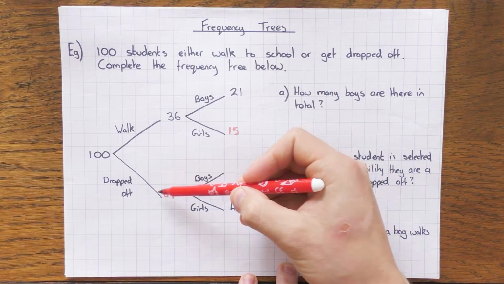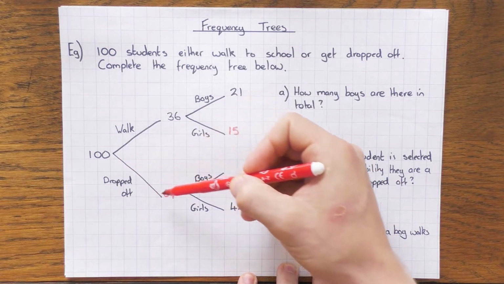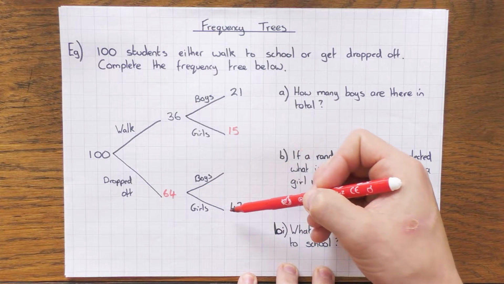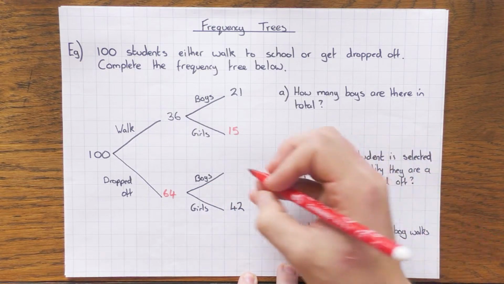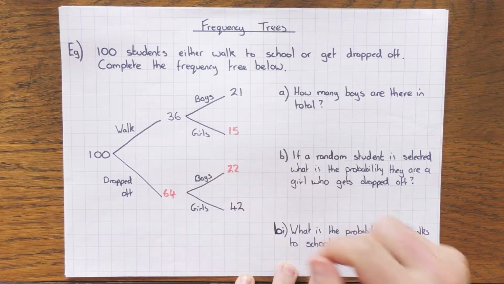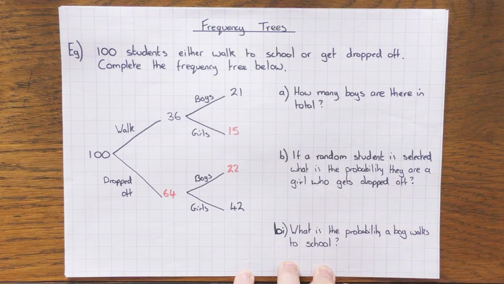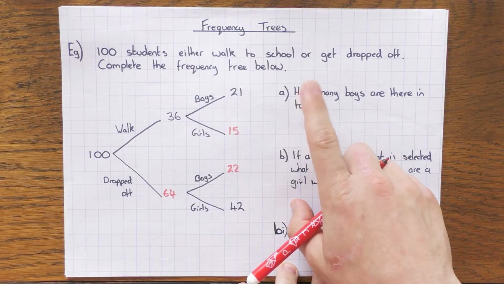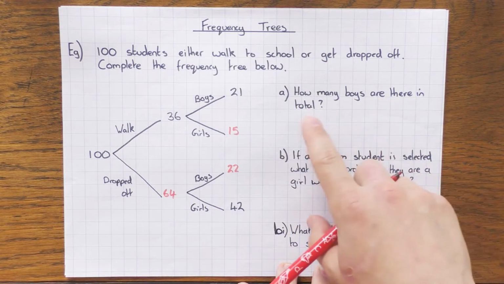And the last one here, 64 students were dropped off, and if 42 of them are girls, all we do is 64 take away 42, which gives us 22 boys, and again these two will add up to get that one. And that's it, you've completed the frequency tree. Of course you'll have a few different questions, so they start off nice and simple and then get harder as the examples go on. So how many boys are there in total?